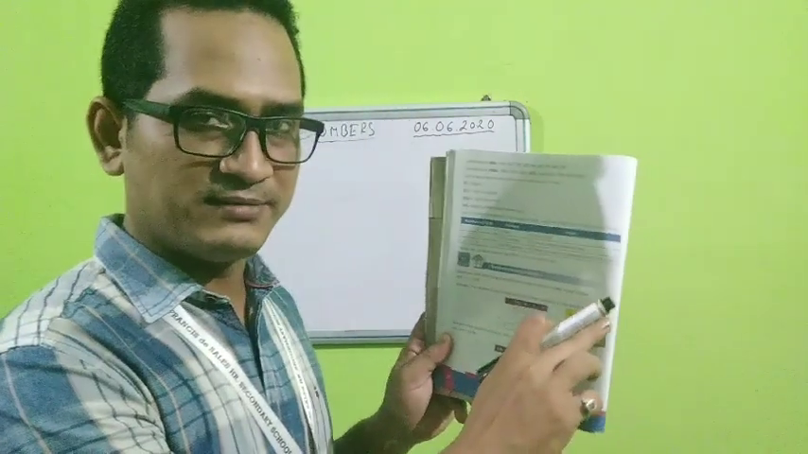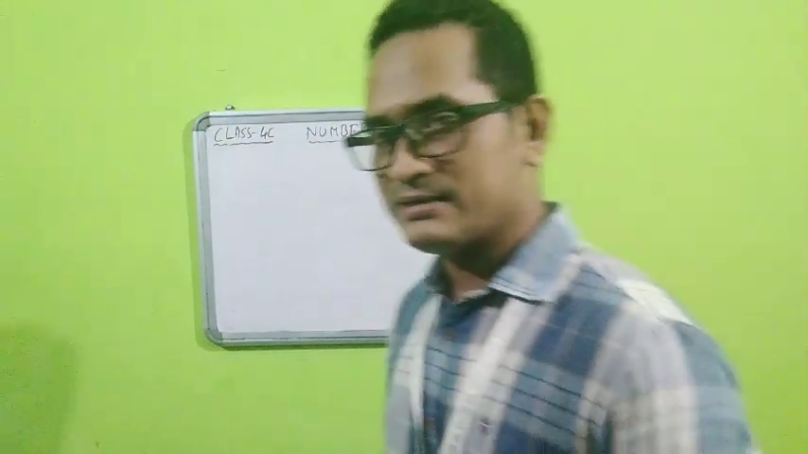Now, students, the 5-digit number. If we go to page number 24 itself, you can see the yellow box given there. It is written very clearly: the smallest 5-digit number is 10,000, and the largest 5-digit number is 99,999. Now students, have you seen one pattern here?